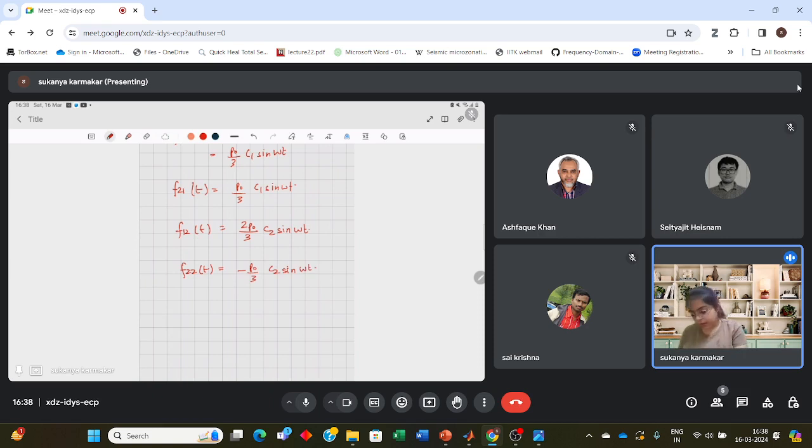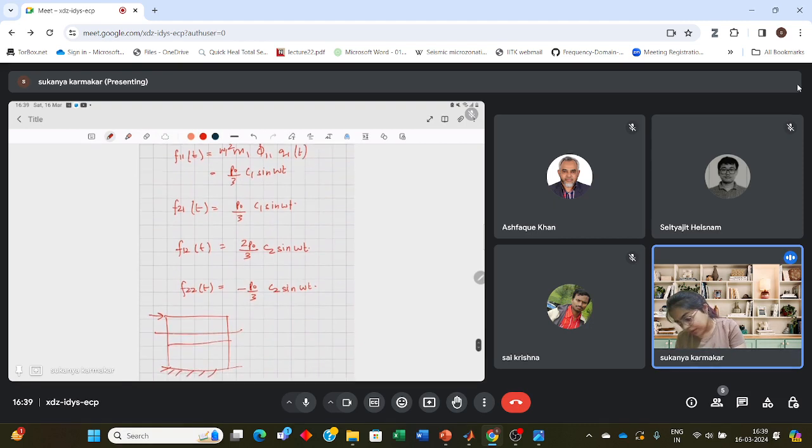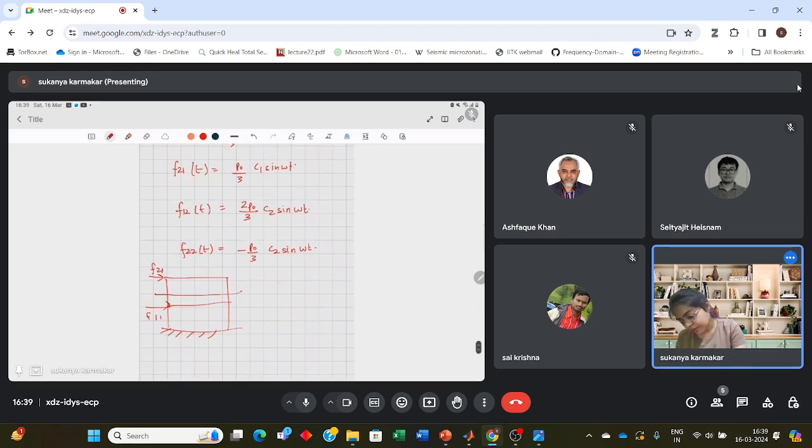Now, shear on the second floor. This is the diagram. Suppose, in the first mode, the force acting on the structure is F21 first mode, F11 first mode. Let's not cut it like this. This will lead to confusion.